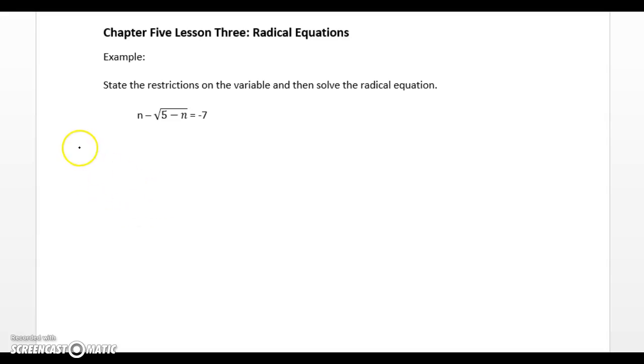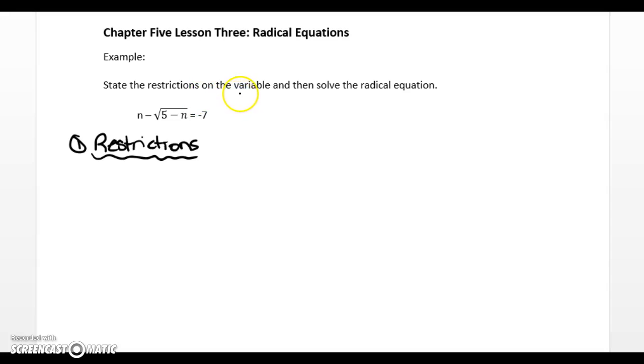In order to state your restrictions, here's step number 1, you have to ask yourself, can the variable be any number, or is there a value or maybe values that would make it either undefined or it just doesn't make sense? So let's look at this equation here. We have n minus the square root of 5 minus n is equal to -7.